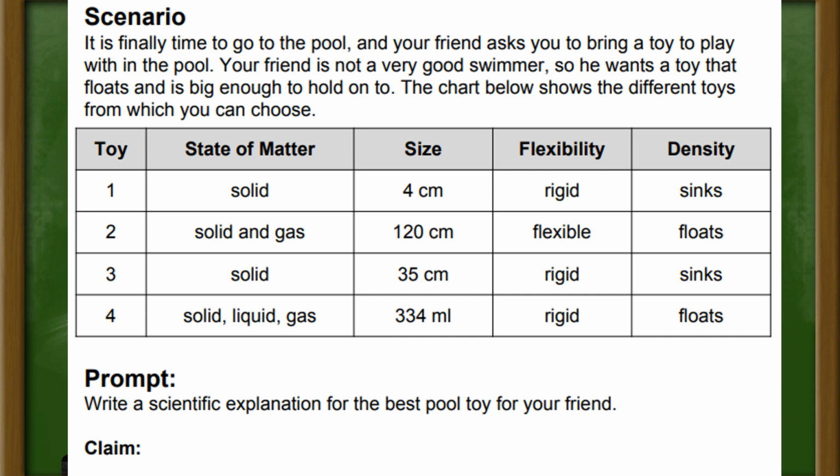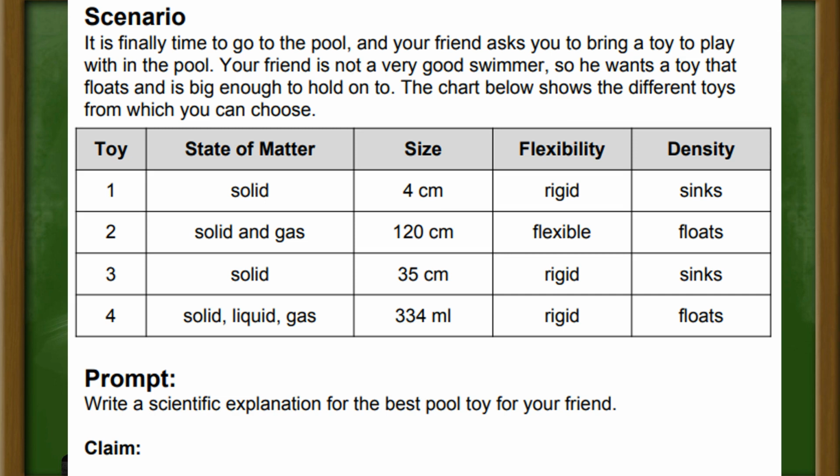Let's work on our claim, evidence, and reasoning activity. You should either have the printout for this activity or be logged into your laptops to follow along with me as we start the claim part of this activity together. Let's first read the scenario. Read along and follow with me as we read the scenario for this activity.